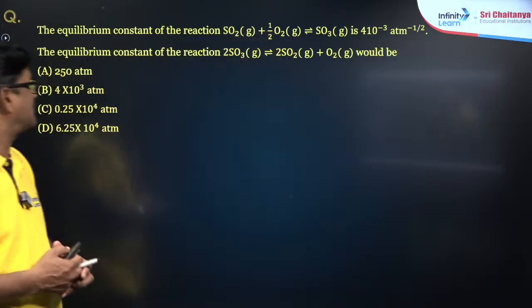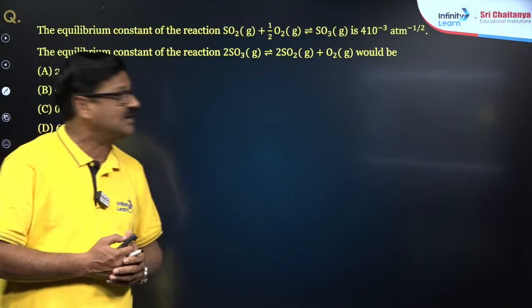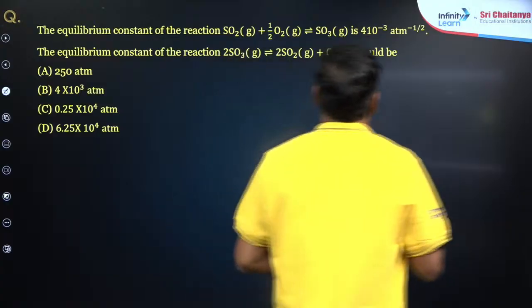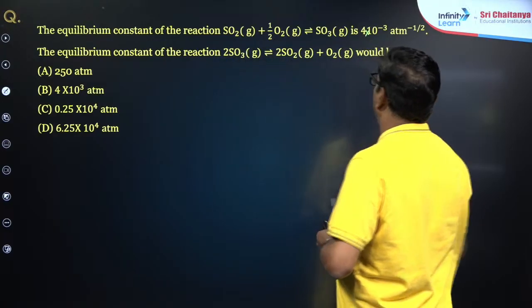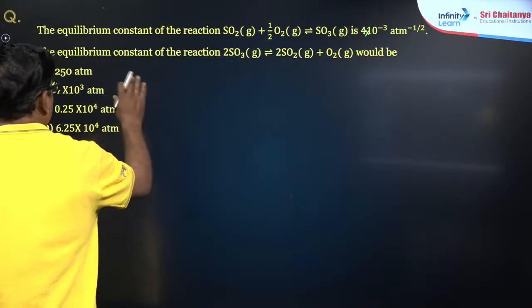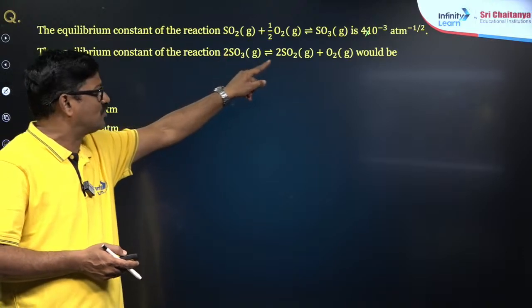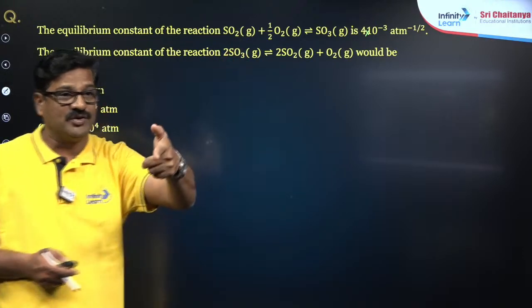The equilibrium constant for the reaction SO2 plus half O2 gives SO3 is 4 into 10 power minus 3 atm power 1 by 2. The equilibrium constant for the reaction 2SO3 gives rise to 2SO2 plus O2. The same model, you do it.